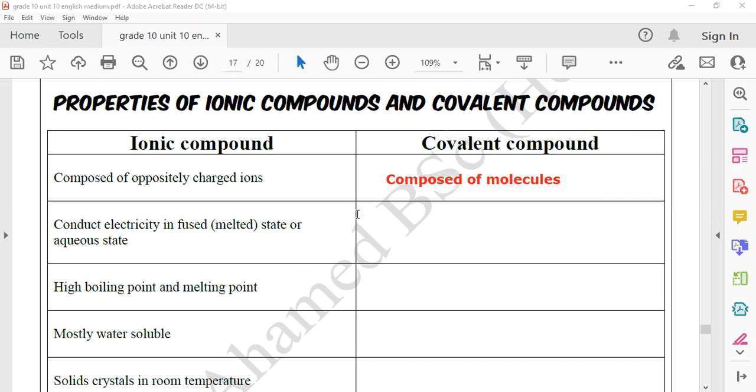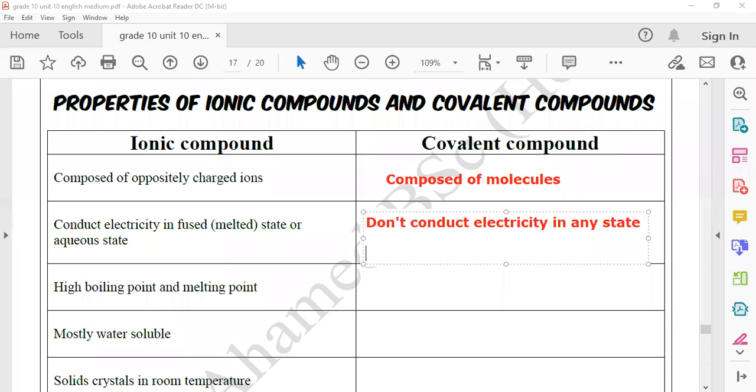Ionic compounds can conduct electricity in two physical states. In which physical states? Fused state and aqueous state. Covalent compounds don't conduct electricity in any state. For each and every one, some exceptions will be there.